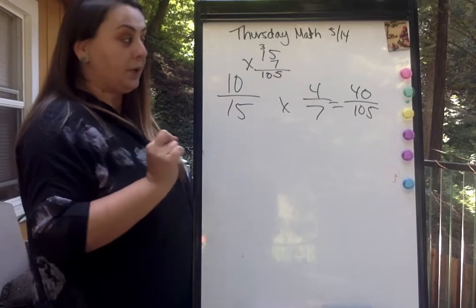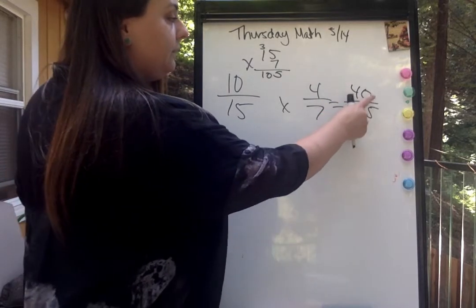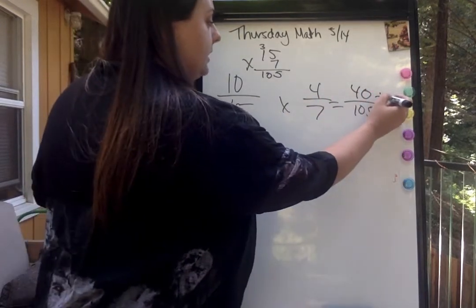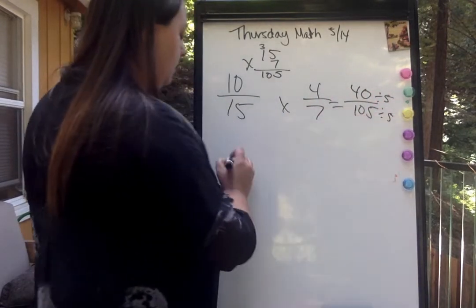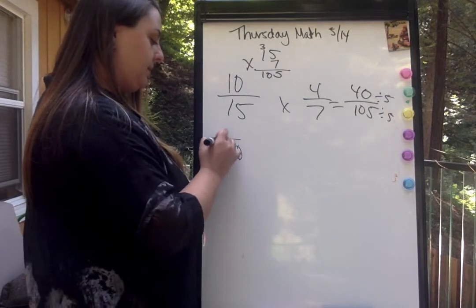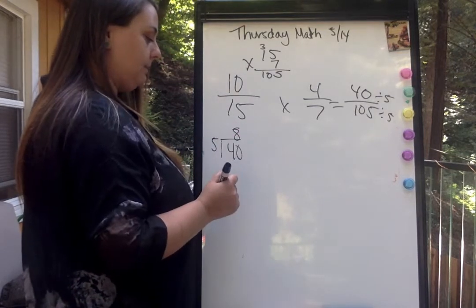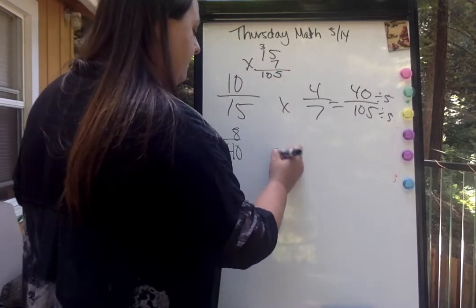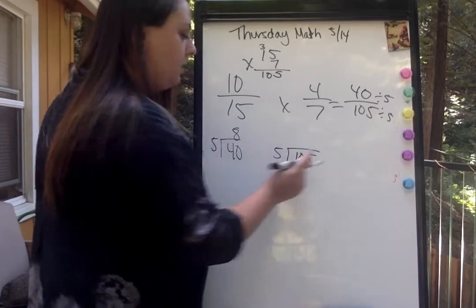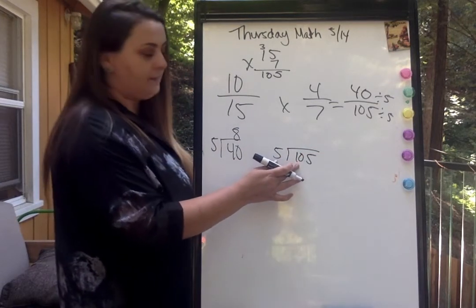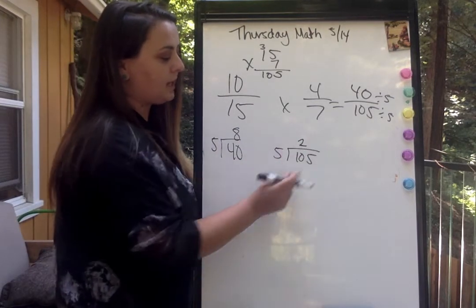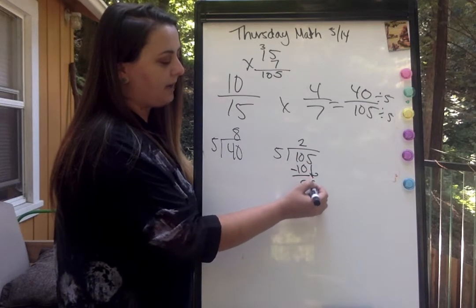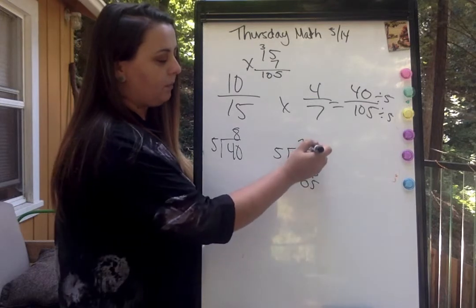Now, here's our rule of 5. You know that if it ends in a 0 or a 5, that you're going to be able to divide by 5. So let's divide each of these by 5. So 5 goes into 40 8 times, because 5 times 8 is 40. And then 5 goes into 1, 0 times. 5 goes into 10 2 times. 5 times 2 is 10. Subtract. Bring down your 5. 5 goes into 5 1 time.